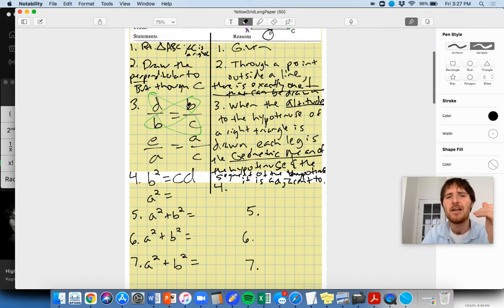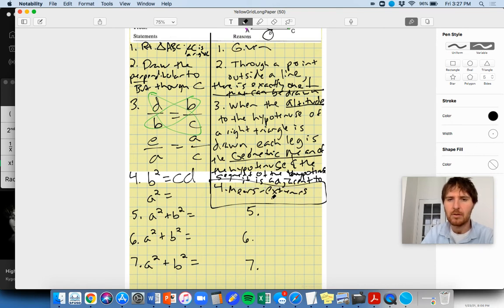If I do cross multiplication, what your book calls the means extremes property from chapter 5, or a property of proportions, you can just say we're allowed to cross multiply. B times B is B squared, C times D is CD. What about this one? Cross multiply real quick. A times A is A squared. C times E is C times E, right? That's about as best as we can put it down.